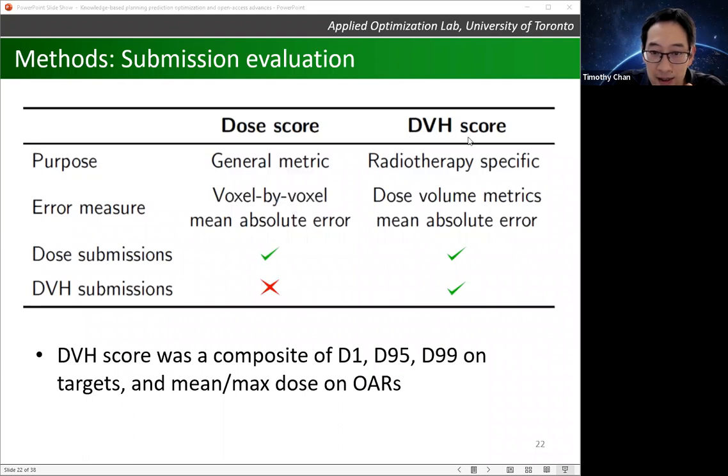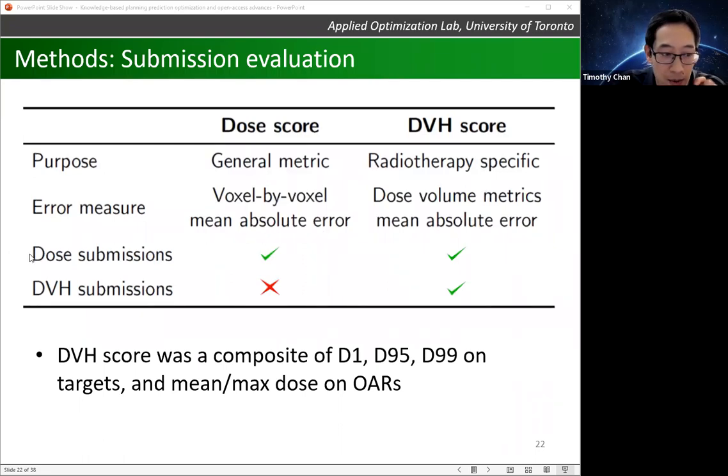Whereas the DVH score, this is a metric that is much more classical and is very specific to radiation therapy. And we thought that there could be some people who are using more classical methods that would want to participate. So we gave this score as an option as well. And this would be another type of an MAE error measure, but based on the dose volume metrics. So some points on the histogram, we would compare those points and how close those points on the histogram are, and then compute an error that way.